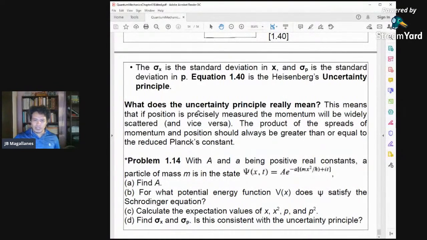So I told you what it means earlier. That's the meaning of the uncertainty principle. We will be discussing the uncertainty principle more vividly in the future lectures, especially, I guess, in chapter 3, where we'll be able to know about the uncertainty principle in more detail.